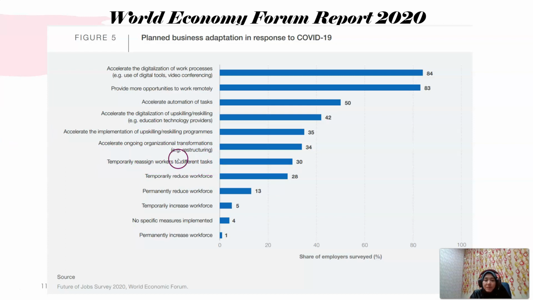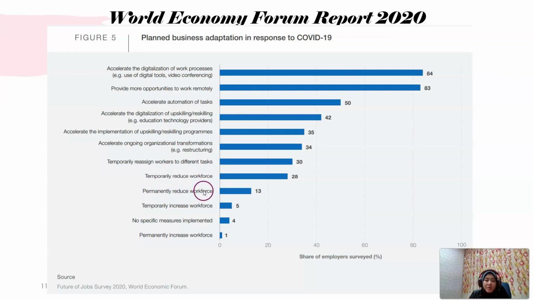And then temporarily assigning workers to different tasks. Of course, before this you had to do task A, but now you need to do task B, because of a different concept of tasks or work processes. And then a temporarily reduced workforce, of course. So that's why there are so many people in our country who are jobless.